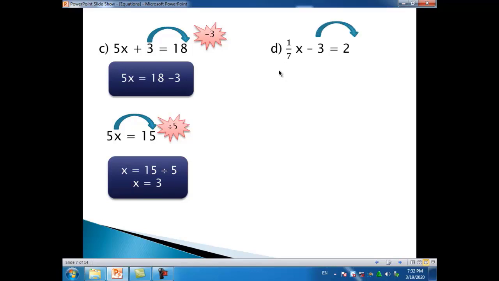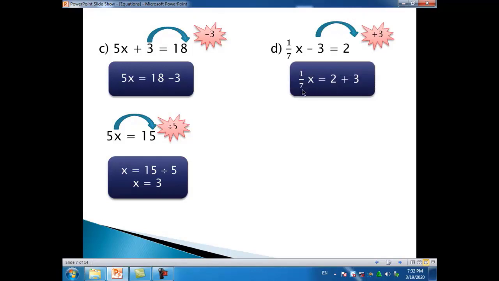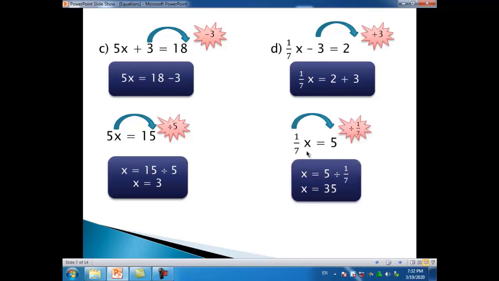Letter D, start with minus 3, go to the other side as usual with plus 3. Now the equation will be, yes, 7x equals 2 plus 3. 7x equals for sure 5. We get the 5 from 2 plus 3. Now the 7 wants to go to the other side. Yes, it goes with division. Then x equals 5 divided by 7, it will be 35.